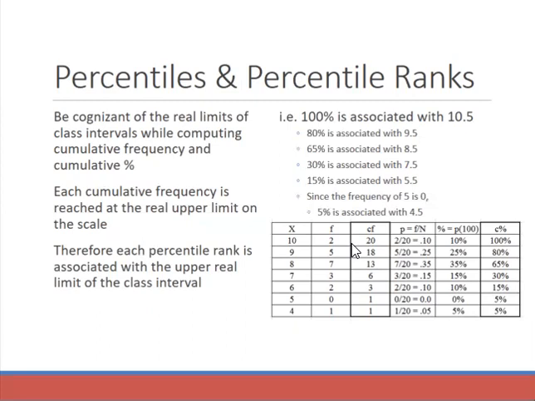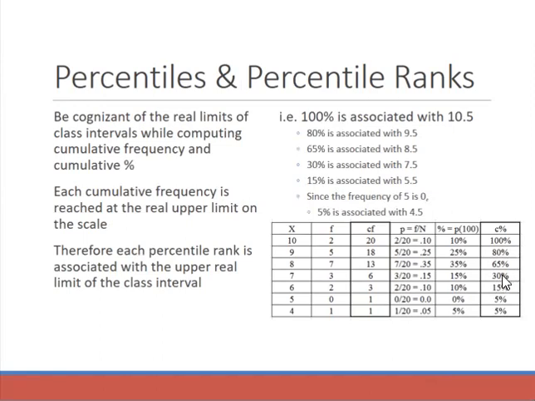And the final point is, again, to be cognizant of the real limits of the intervals whenever you're computing cumulative frequency and cumulative percent. Each cumulative frequency is reached at the upper limit of the scale. So if we look at this, for example, the cumulative percent of 9 is 80%. What that actually means is 80% of people got a score of 9.5 or lower, because the upper real limit of 9 is 9.5.